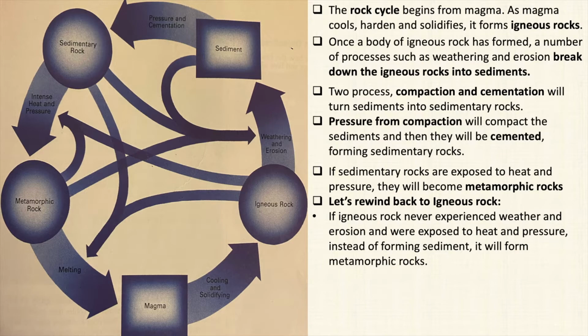If sedimentary rocks are exposed to heat and pressure, they will become metamorphic rocks. Now, let's rewind back to igneous rocks. What if some igneous rocks have never been exposed to weathering and erosion? If igneous rock never experienced weathering and erosion and were exposed to heat and pressure instead of forming sediments, it will form metamorphic rocks.